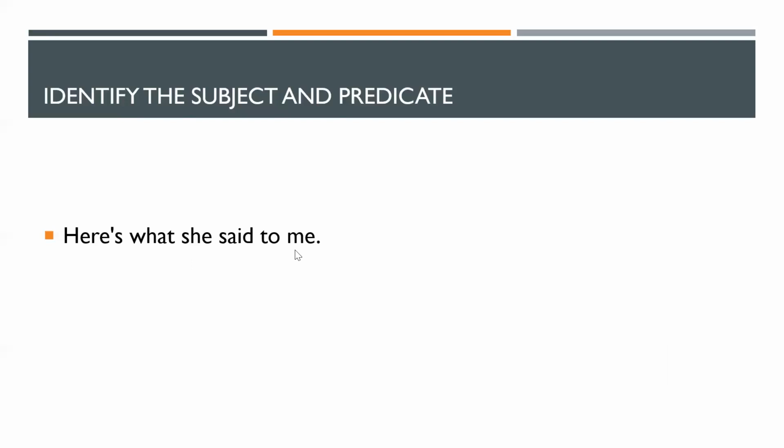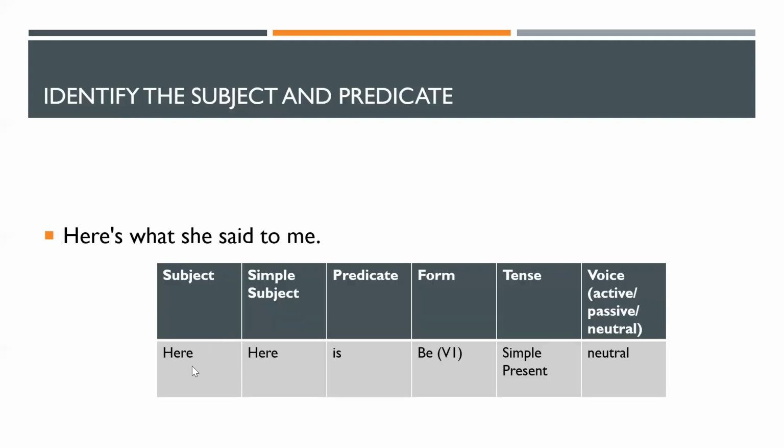Here's what she said to me. You need to remember that apostrophe s here means here is. So the subject is here, and then the simple subject is also here because this one is one word. And then the predicate is. Okay. The form is, if we have is, it will be verb one, right? So the tense is simple present. Because we have only is or to be as the predicate of the sentence, the voice here is neutral.